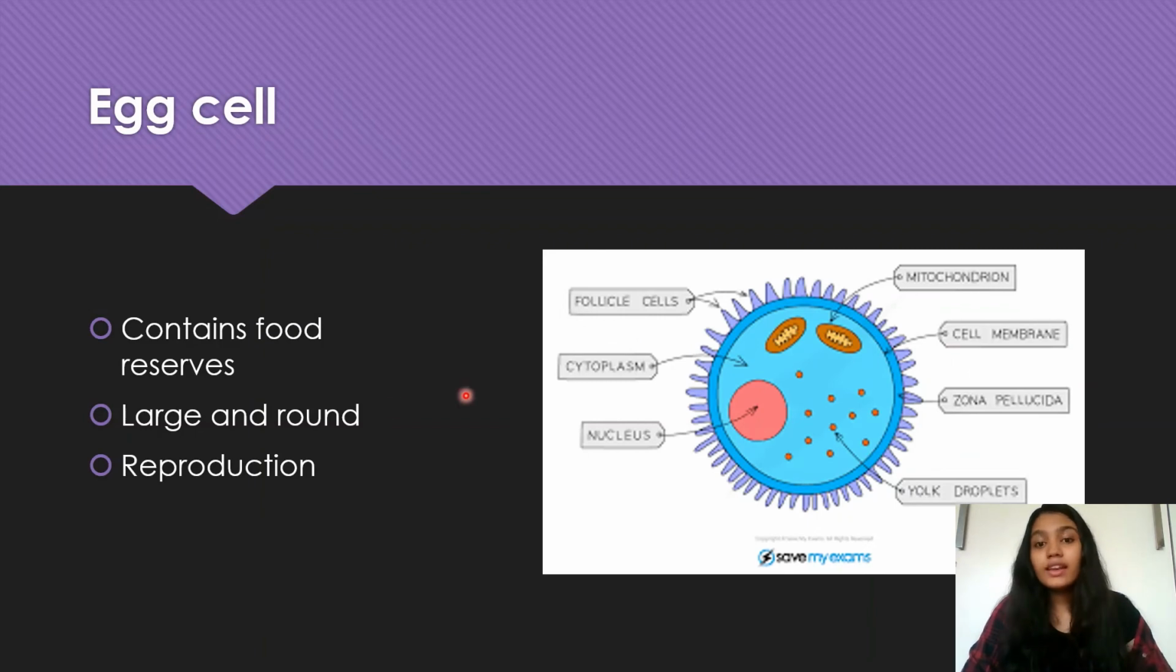Then you have an egg cell, which is found in female humans. It contains food reserves, it's large and round, and it is used for reproduction. This is again a photo.